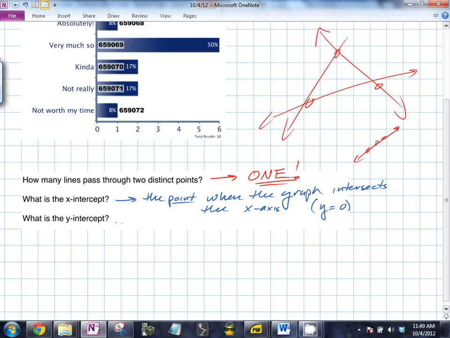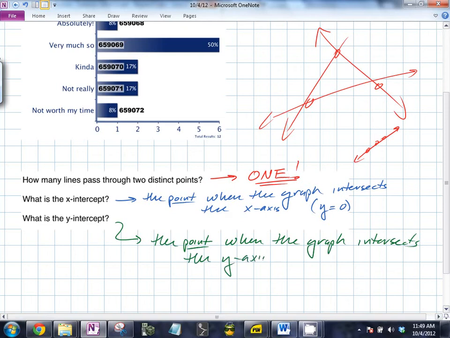And then likewise, what's the y-intercept? The point where the graph intersects the y-axis, and in this case, x is 0. What word did I underline in both of those? The point. If I asked you for an x-intercept and a y-intercept and you give me a single number, is that correct? No. What is a point? It has 2 coordinates, an x-coordinate and a y-coordinate.